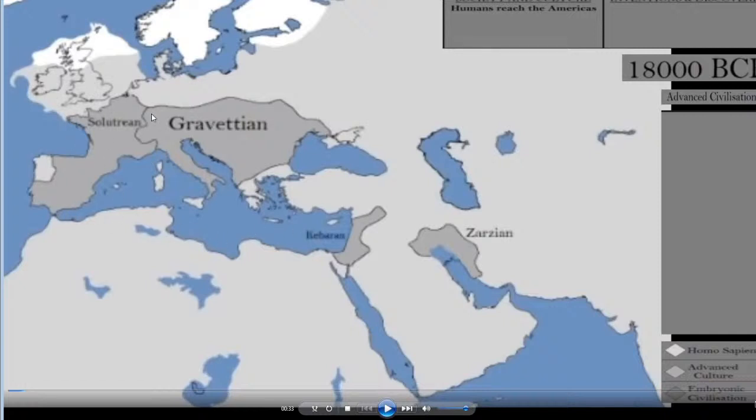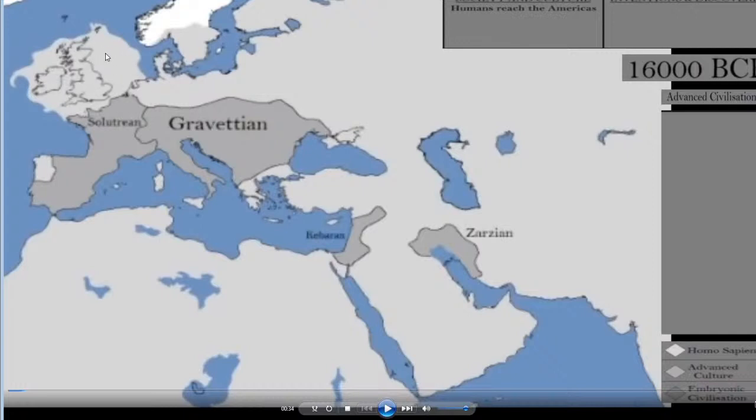So it's all very confusing why certain areas of the earth had an increase in shorelines, or a rise in sea levels. It's 18,000 BCE. Let's go to the next one. There's the next one. You can see that there wasn't any change. 16,000 still.